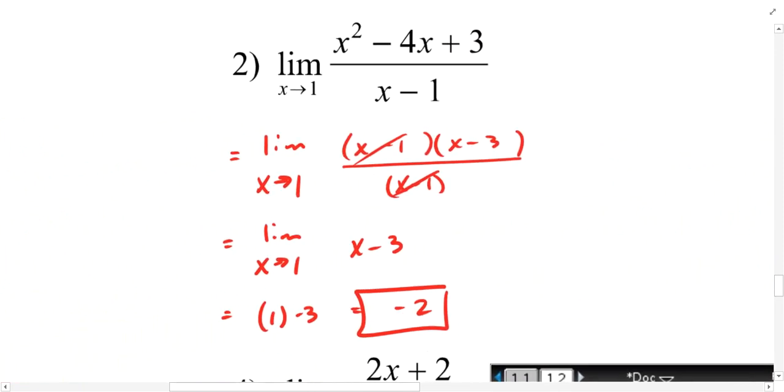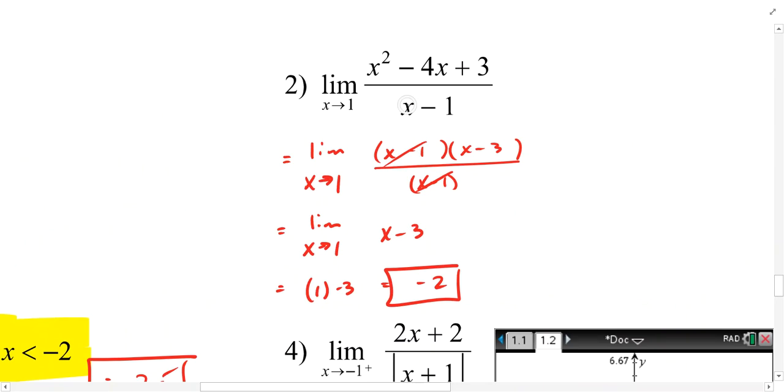Problem number two, we see the same thing. While we can't directly substitute the number one at the beginning, simple factoring shows that the factor can be removed. The x minus 1 binomial factor can be removed, and then at that point we can apply direct substitution and continue finding the limit.